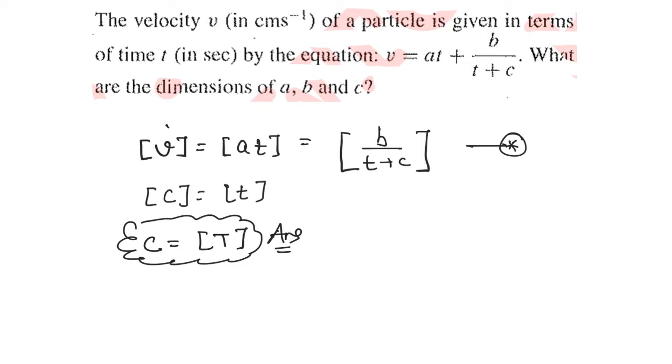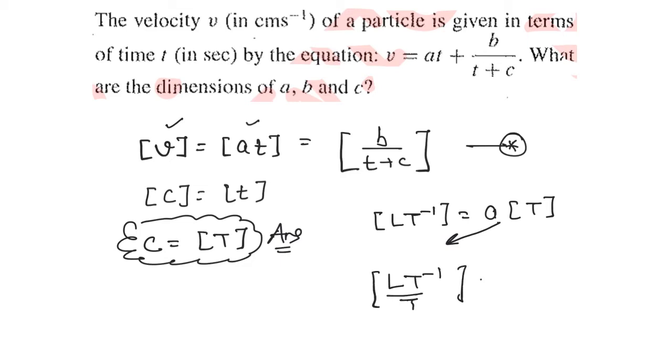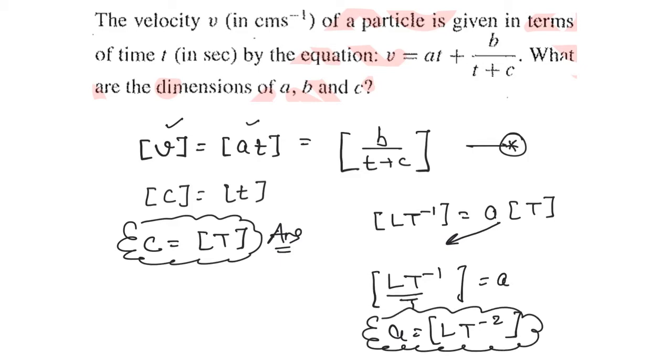Okay, class. Now you can notice one thing here, class. These two. What is the dimensions of velocity? LT minus 1. A we don't know, and T is time. This T will come here. LT minus 1 upon T equals A. So A will be, class, very good, LT minus 2.